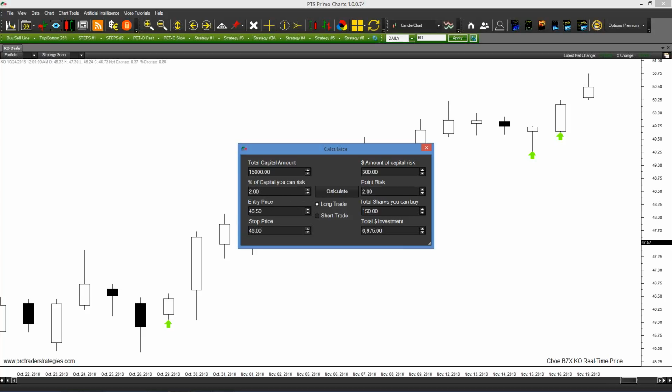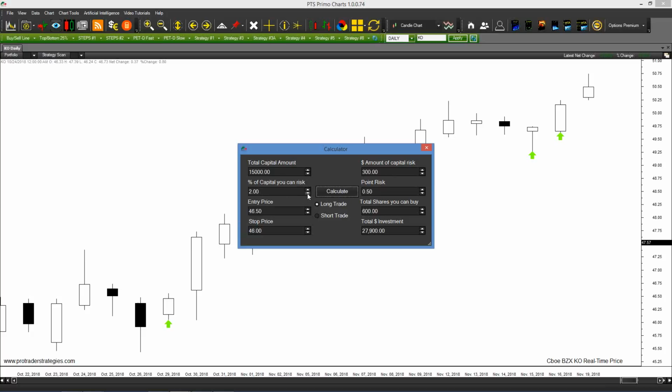And you're still using a $15,000 account, with the same parameters. You calculate, and your point risk is a half a point. It says, guess what? You can buy 600 shares. So you're all excited. You think you're going to make a ton of money on this. But how much would it cost you to buy 600 shares? Almost $28,000. And how much do you have? You only have $15,000. So what do we do?